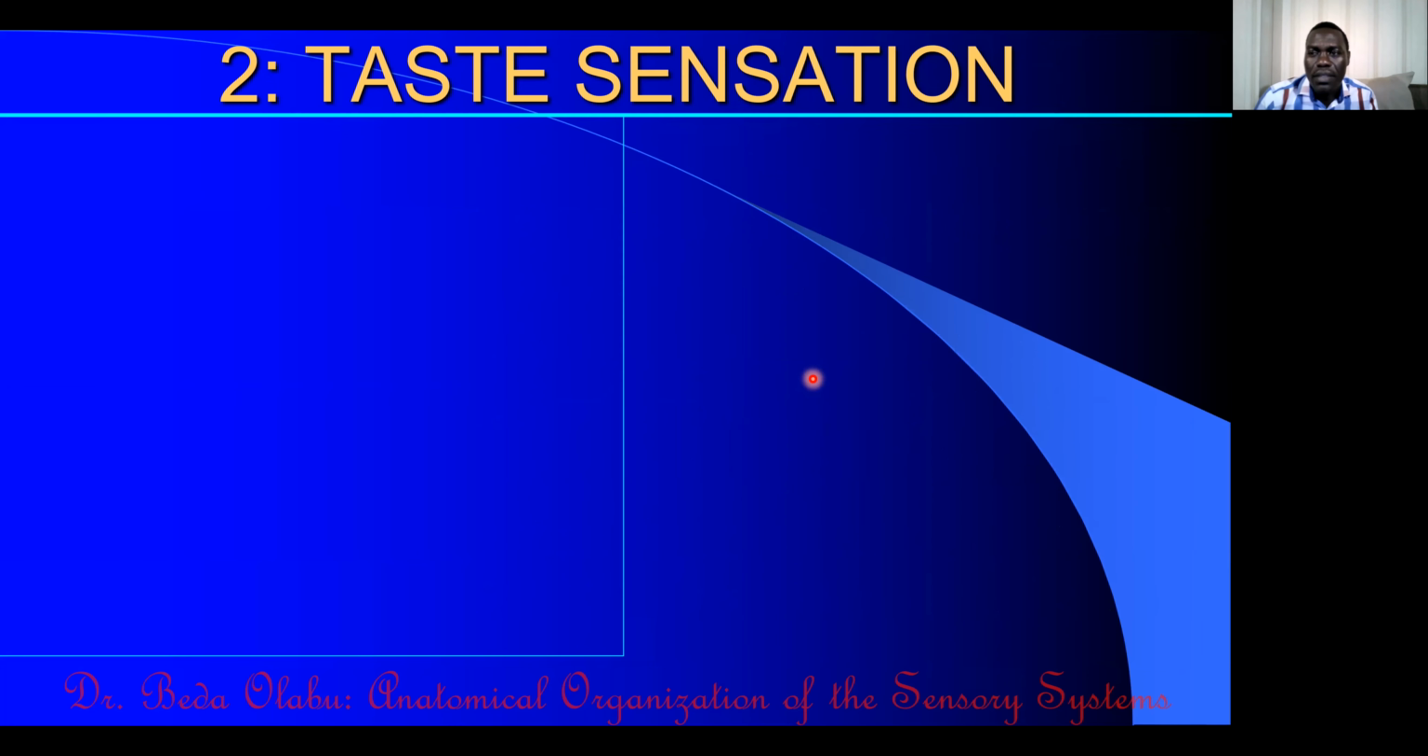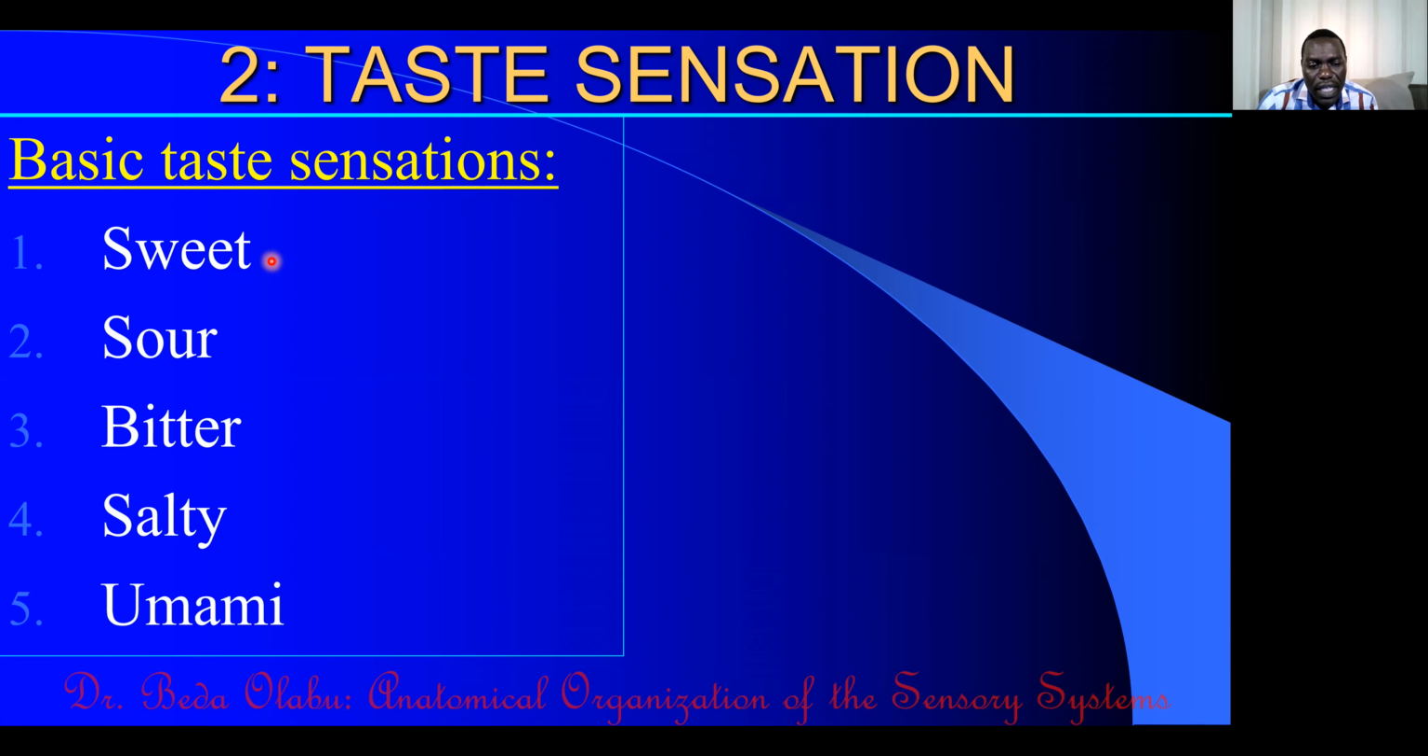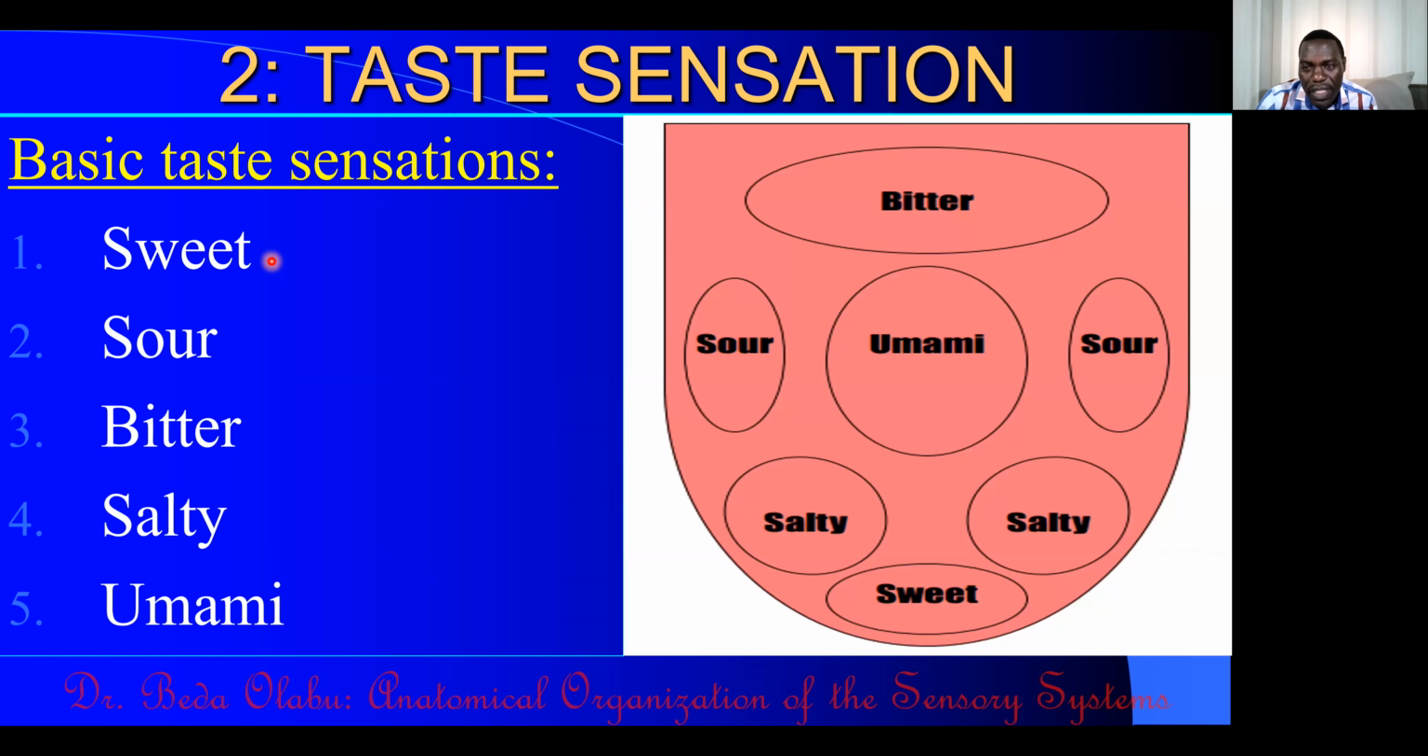The second special sensation is sensation of taste. So what are we able to taste? We're able to taste something that is sweet. We're able to taste something that is sour. We're able to taste something that's bitter. You can also have salty taste, and you can have umami taste. It is umami, not umama. Umami taste is the meaty taste, the taste of meat.